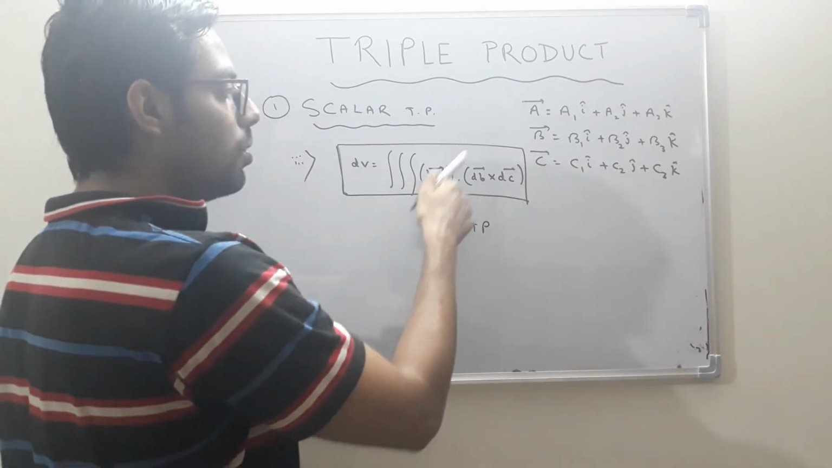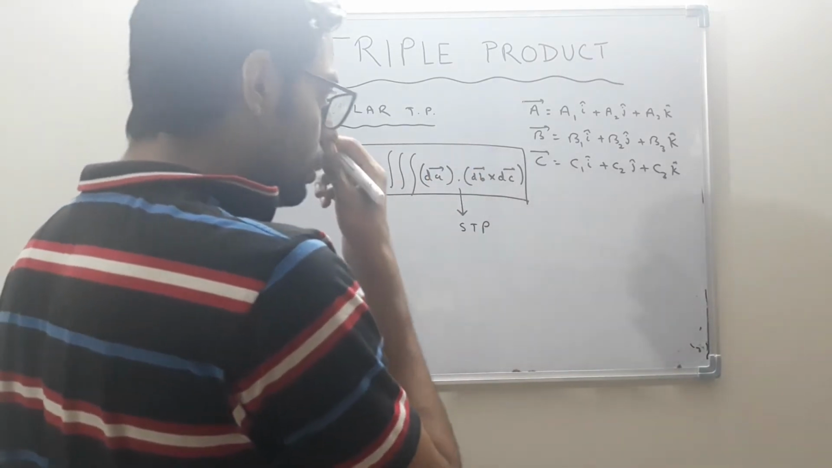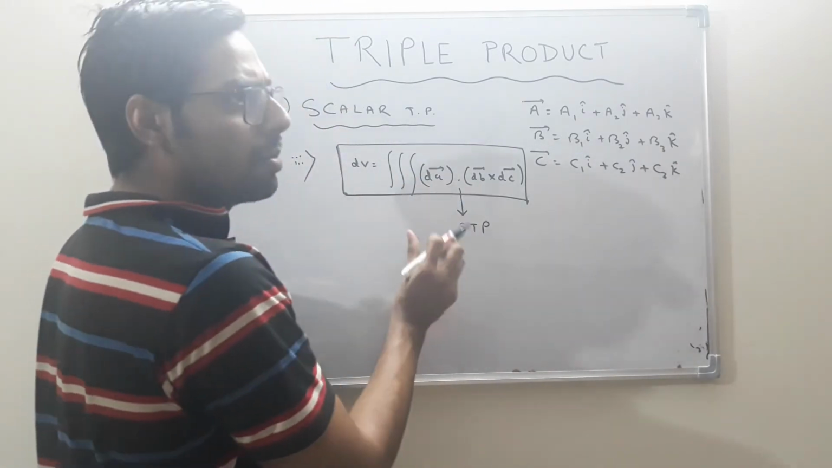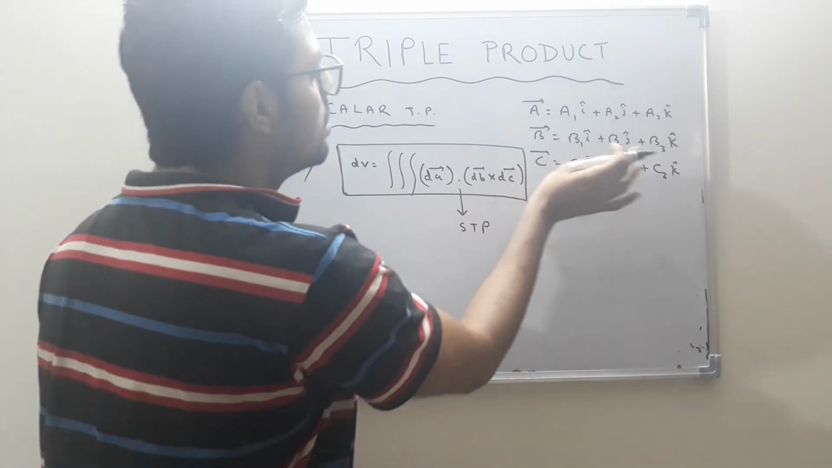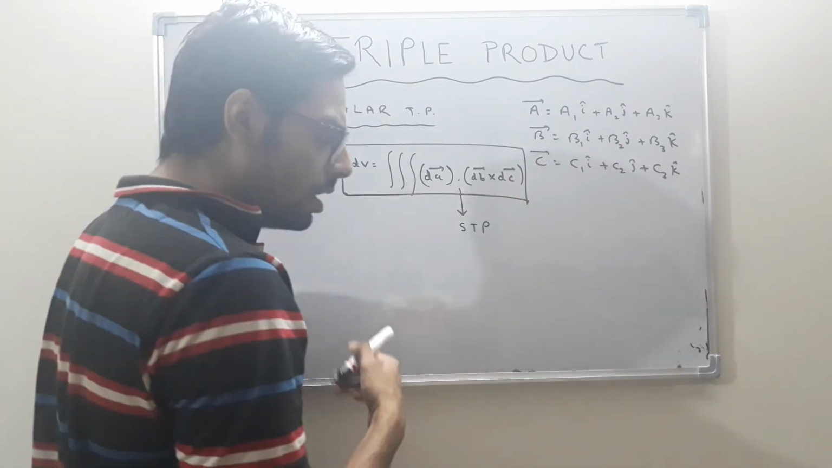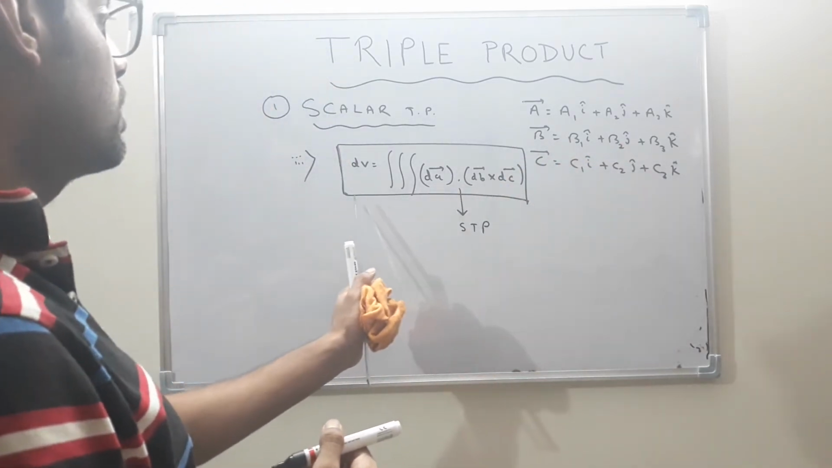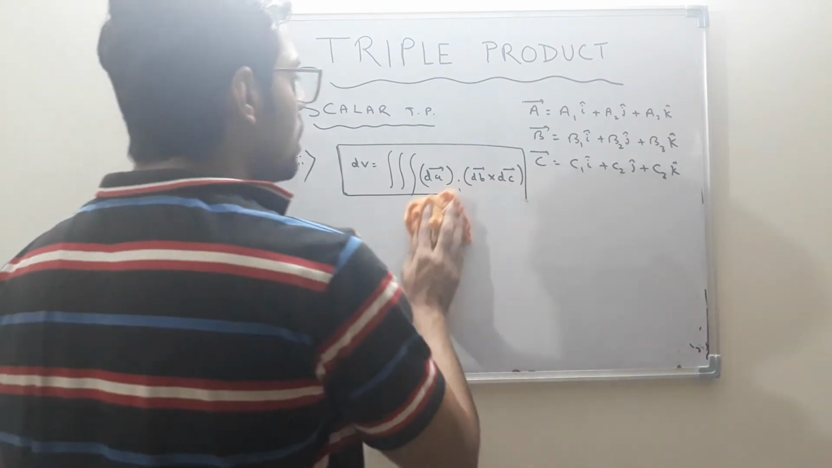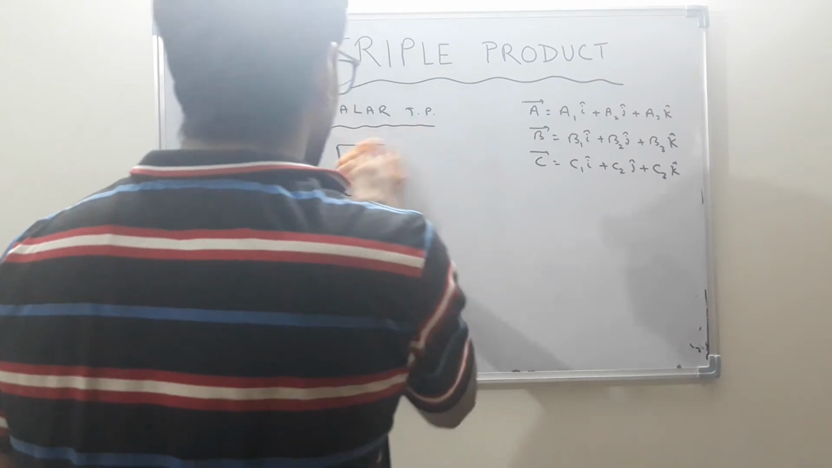dA is one length segment of a parallelepiped, one length segment of the volume. dB is another dimension. dC is another dimension. Then by using this scalar triple product, we can obtain the volume element dV equal to dA dot dB cross dC. Let me make it more clear to you.